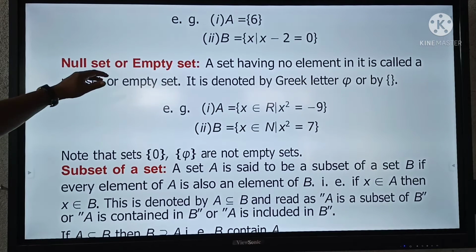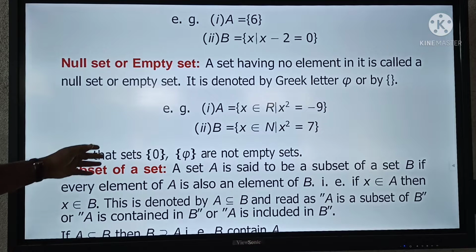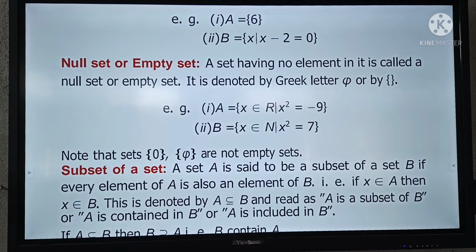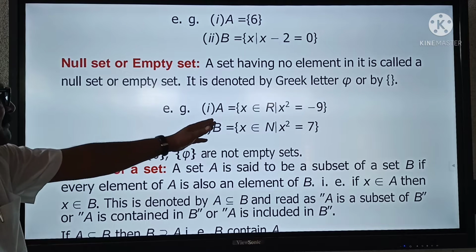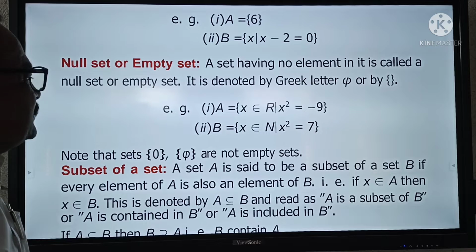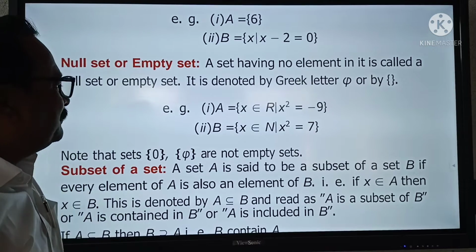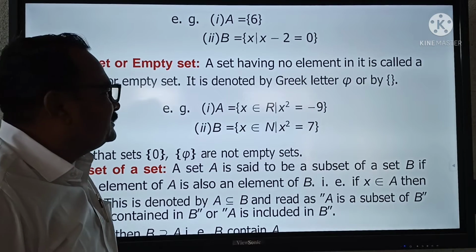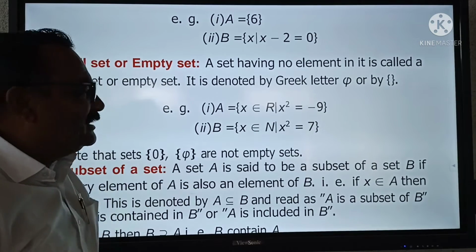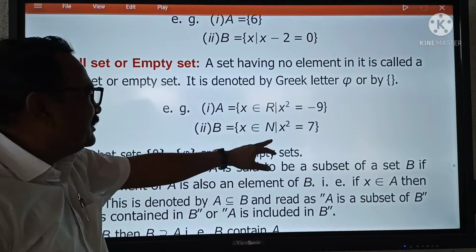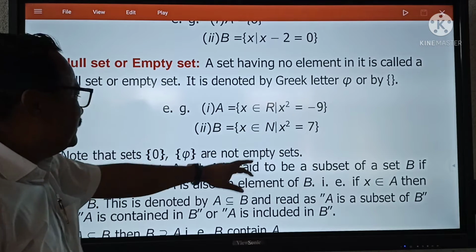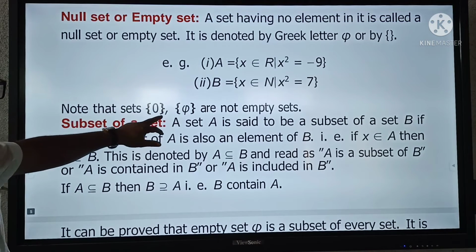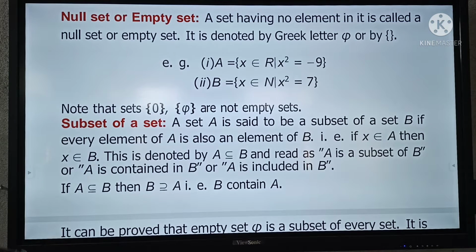Null set, or empty set. A null set means the set having no element. An example is {x belongs to R such that x square is minus 9}. For this equation x square is equal to minus 9, there is no real number that is a solution of this equation. It is given that x belongs to R, that's why this set is an empty set. Similarly, this is also an empty set. Note that the sets {0} and {5} are not empty sets.